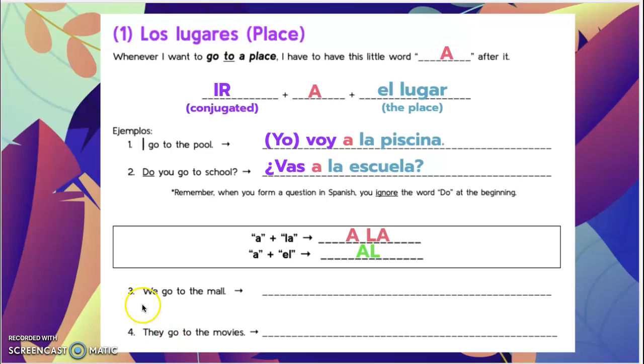So go ahead, I'm going to ask Ms. McCardle to pause the video and go ahead and do numbers 3 and 4. You may check your answers with mine. So you should have, we are going to the mall, vamos al centro comercial, van al cine.